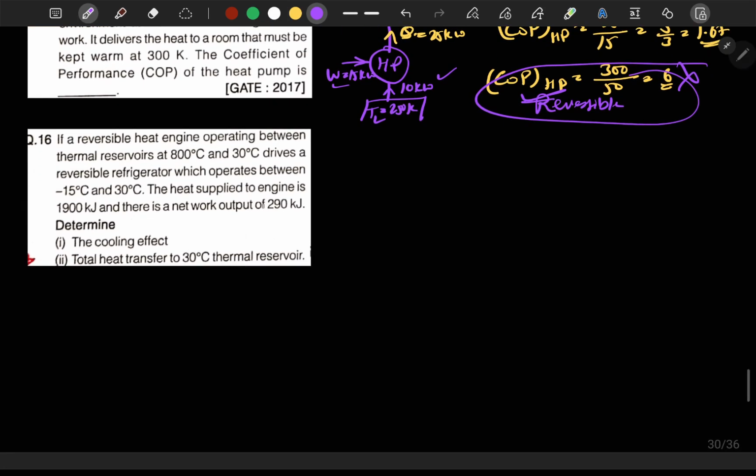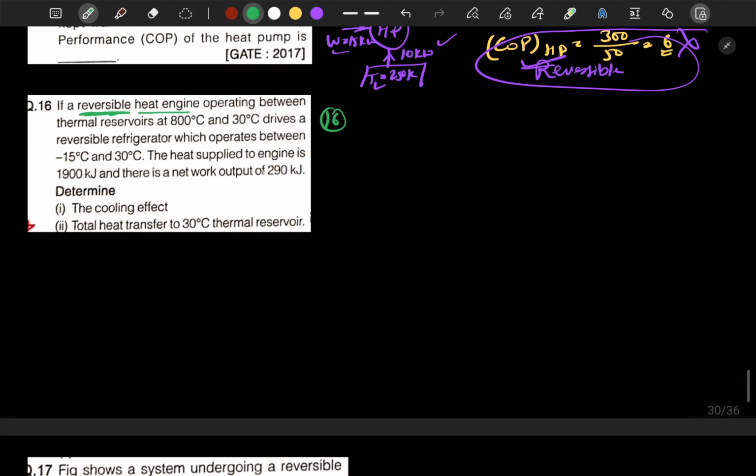Next, moving to question number 16, it is mentioned that the reversible heat engine operating between thermal reservoirs 800 degrees Celsius and 30 drives a reversible refrigerator which operates between, so the heat engine is driving a refrigerator which operates between minus 15 degrees Celsius and 30 degrees Celsius. The heat supplied to the engine is 1900 kilojoule, and there is a net work output of 290 kilojoule. Determine the cooling effect and heat transfer to the 30 degrees Celsius thermal reservoir.